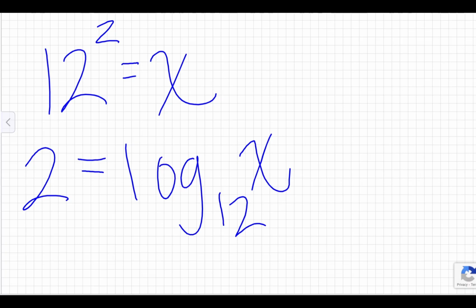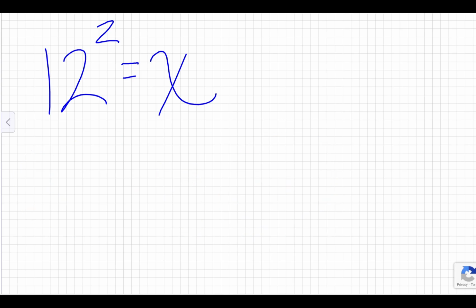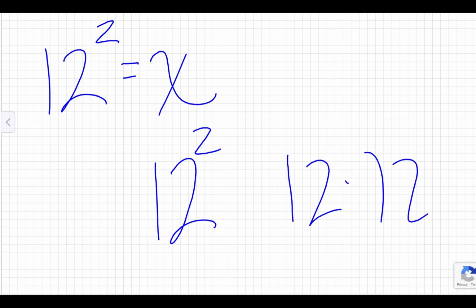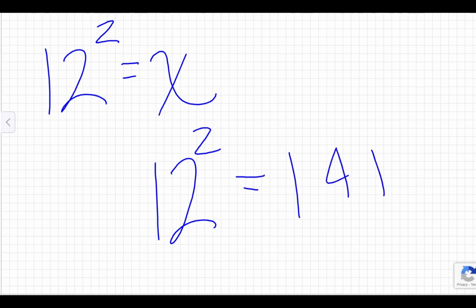But in order to actually solve this problem, we actually don't need to use log right here. We can actually square 12, or we can just multiply 12 times 12. It's the same thing, for you guys who didn't know what squaring is. So we can just type 12, and then press the squaring button on our calculator, the one that says x to the power of 2, and it would just give us 144. This would actually equal x.